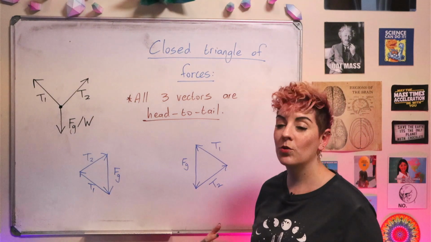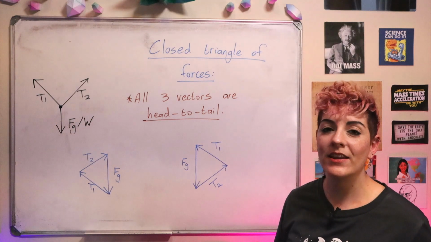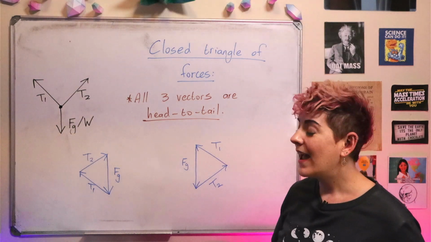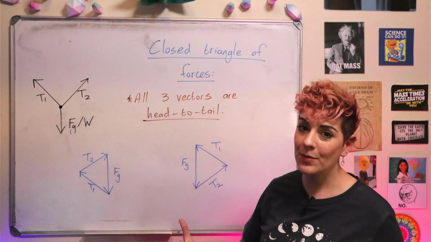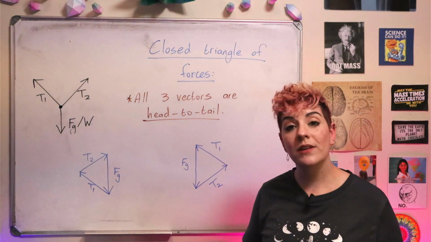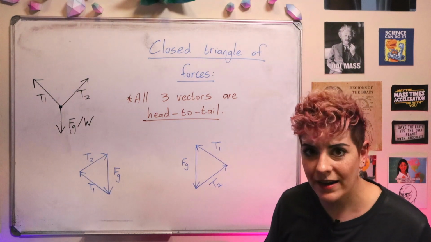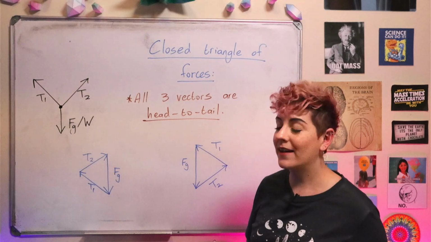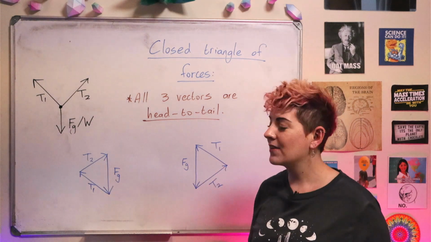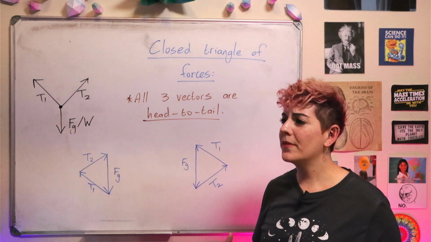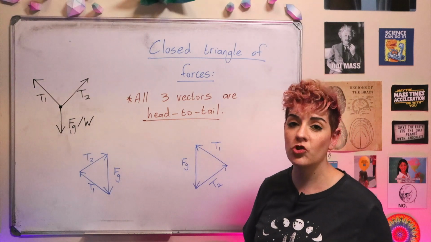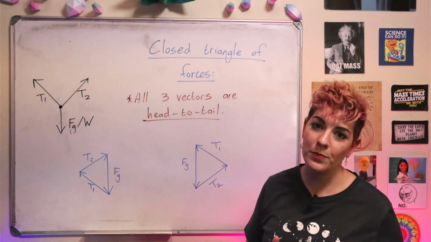Sometimes they want you to also include angles in your closed triangle of forces. And not always, but sometimes your closed triangle of forces will even be a right angle triangle with a 90-degree angle at one of the corners. But please do not just assume that your triangle will be a right angle triangle. It does not have to be.